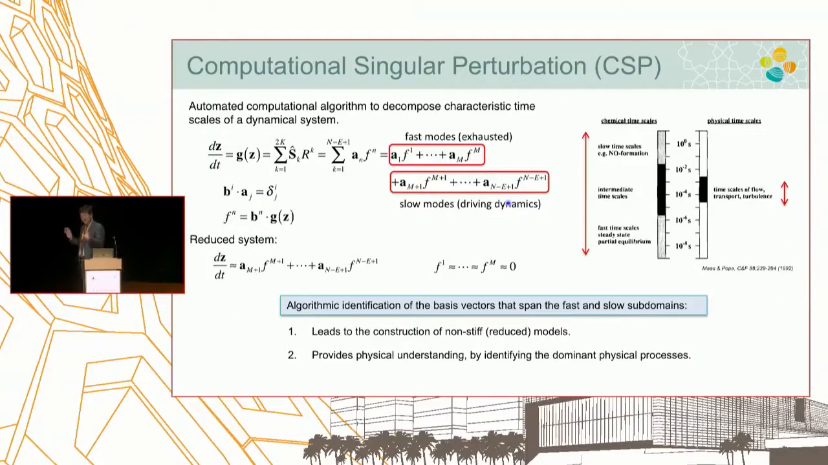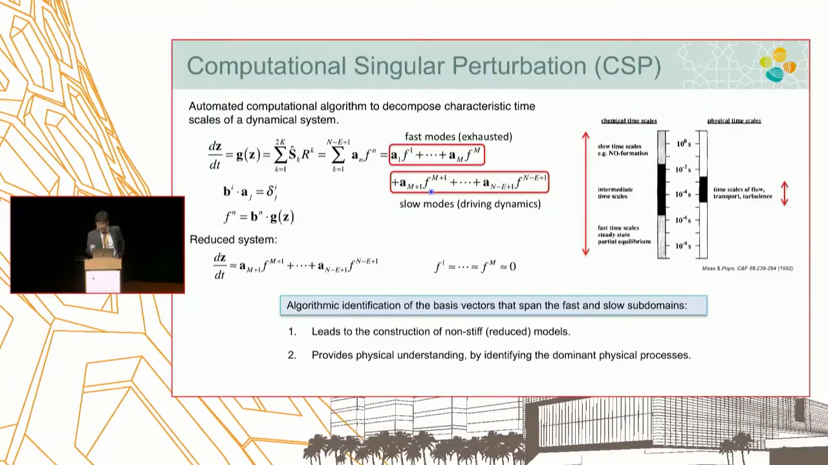Here, fast means unnecessarily fast. So those are called exhausted modes. Those are so fast, I don't care. So that's the one I can safely ignore. And all I need to keep is the slower modes. And among them, M+1, that is the fastest of the active slow modes, that's what I'm most interested in. And that's my minimum time scale, time step requirement.